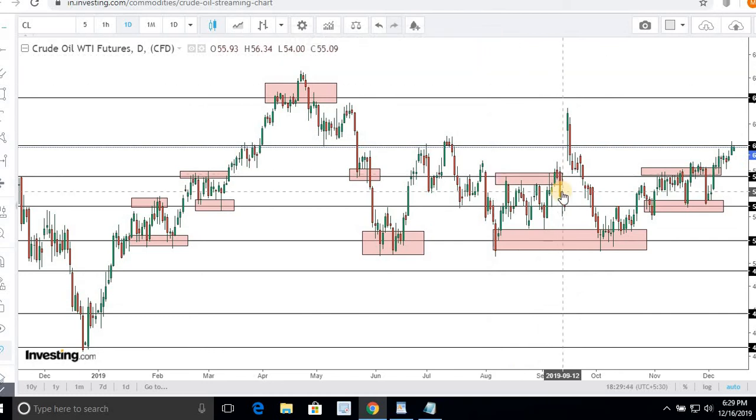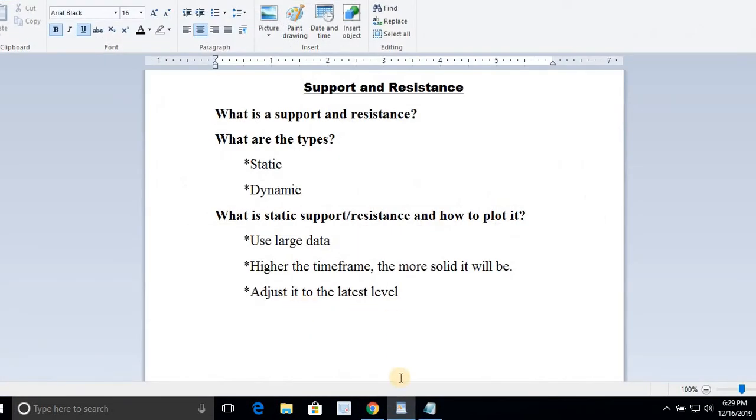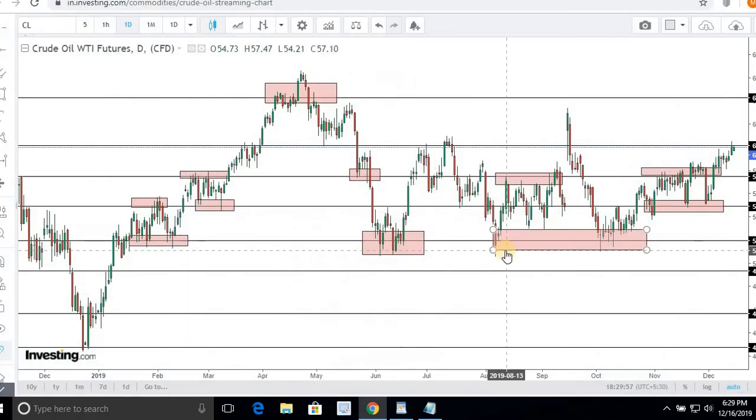Okay, so this is how you should be plotting support and resistance. Adjust it to the latest level. If you find any support and resistance that you have taken from the previous period, which is just slightly above the current one, adjust it to the latest point always. You should not be carrying the past one.